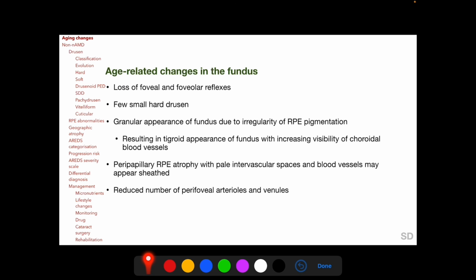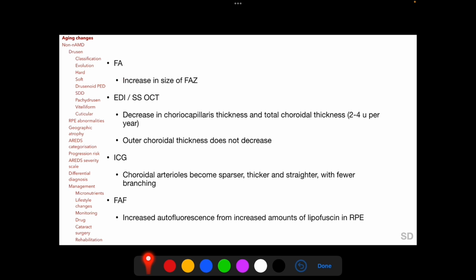these include loss of foveal and foveolar reflexes, a few small hard drusen, depigmentation and irregularity of the retinal pigment epithelium resulting in tigroid appearance of fundus with increasing visibility of larger choroidal blood vessels and peripapillary RPE atrophy. On fluorescein angiography, there is increase in size of the foveal avascular zone.